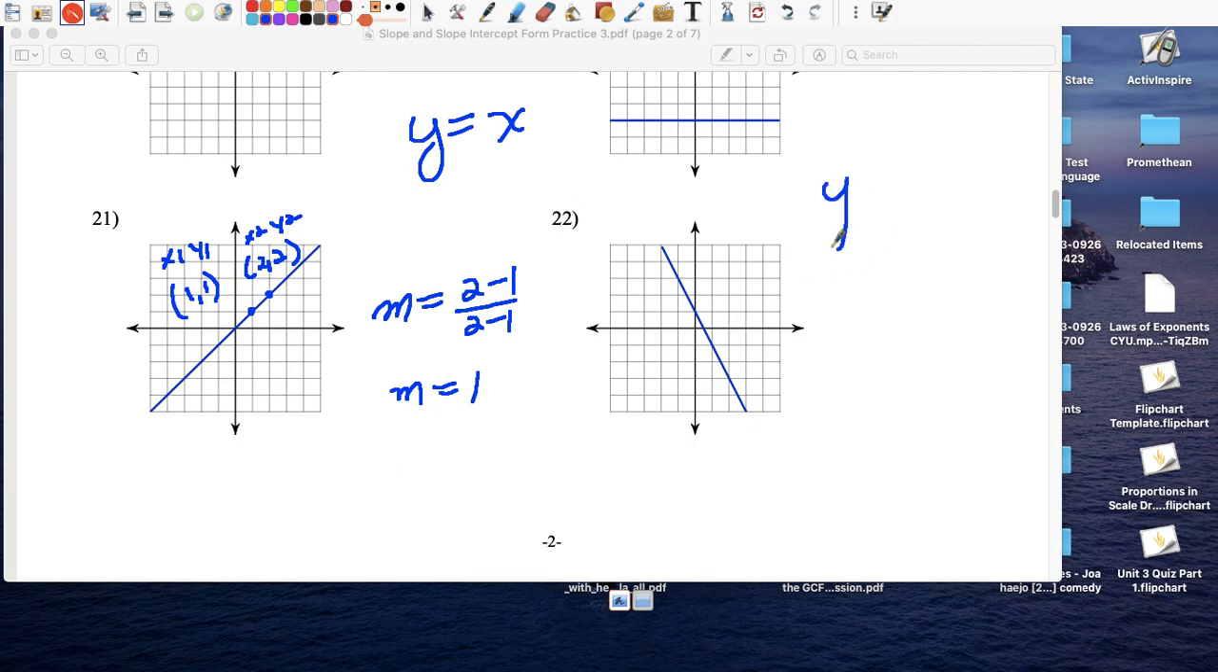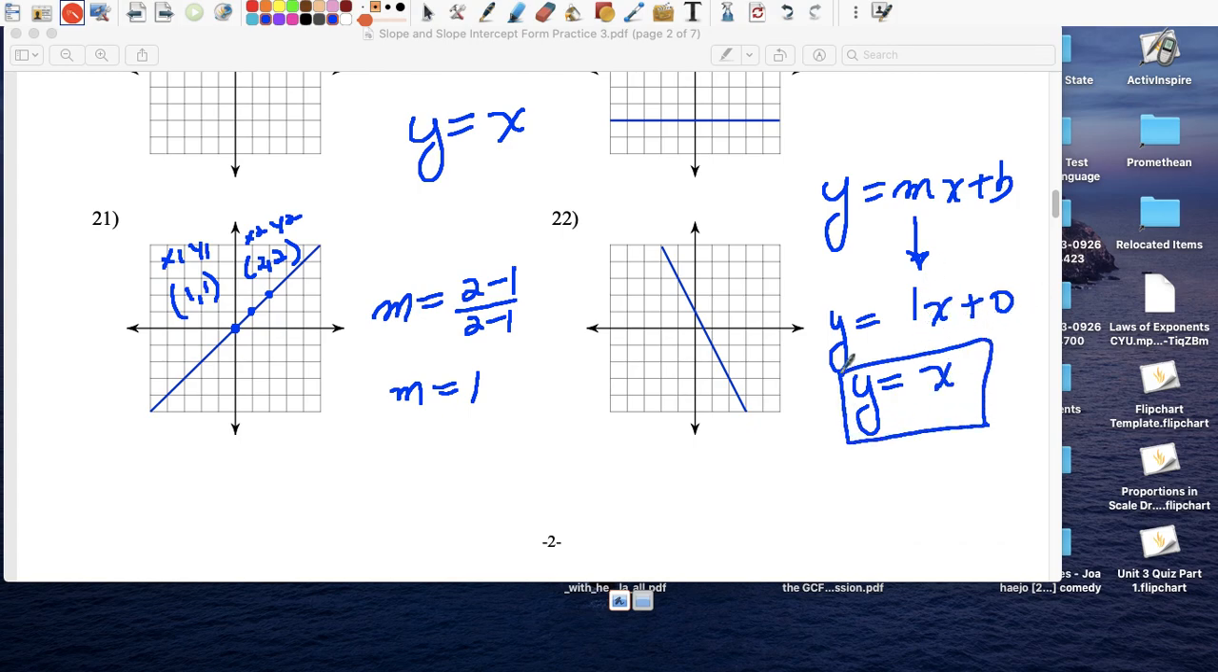So y equals mx plus b. The slope was 1, right? So we can write y equals 1x. Obviously, we're going to get rid of the 1. And what's my y-intercept? This line is crossing the y-axis where? At 0. But 2 things we're going to eliminate. We don't need to write the 1, so we just write x, and we don't need to write plus 0, so we just leave it like that. There's the equation of my line.